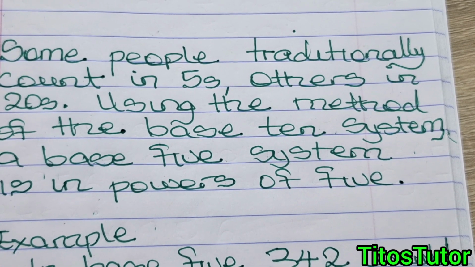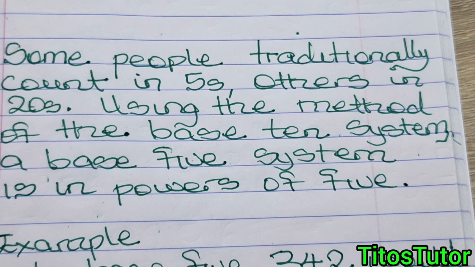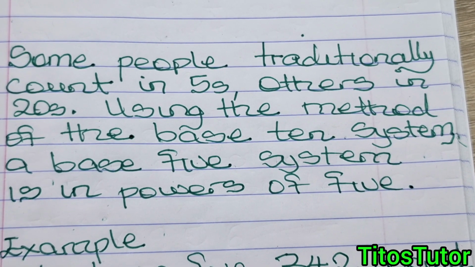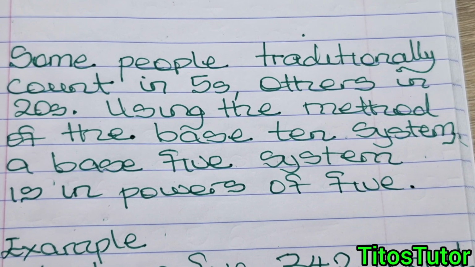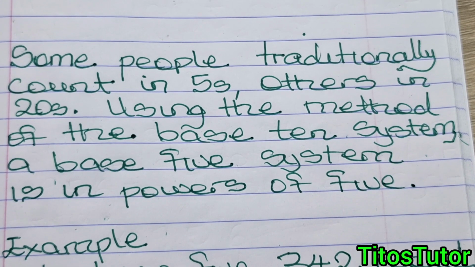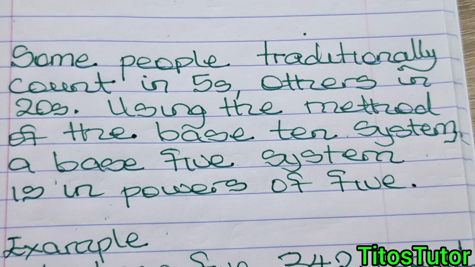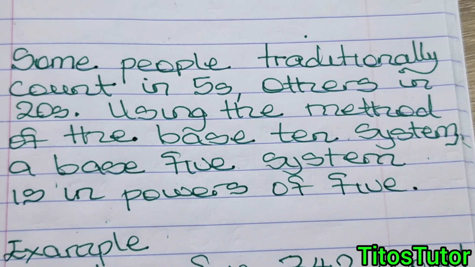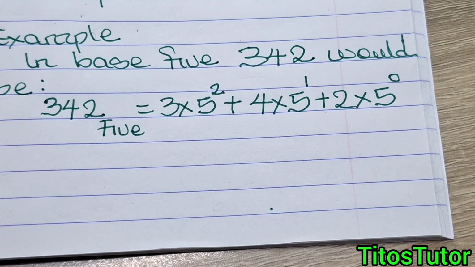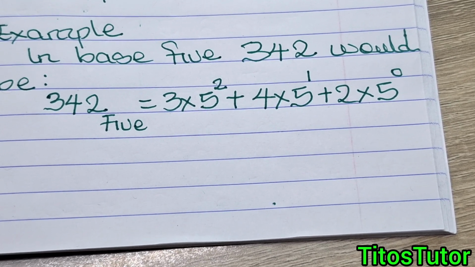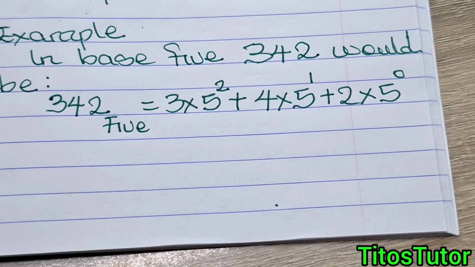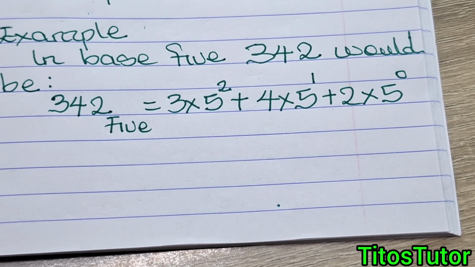Some people traditionally count in 5s, others count in 20s. Using the method of the base 10 system, a base 5 system is in powers of 5. A base 20 system will be in powers of 20, and so on and so forth. So here's an example for us. In base 5, 342 would be written as 342 with a small 5 written in a lower form. So that's going to be the base.